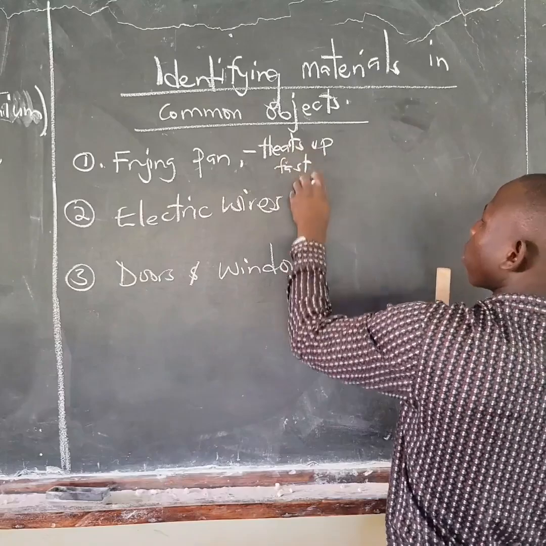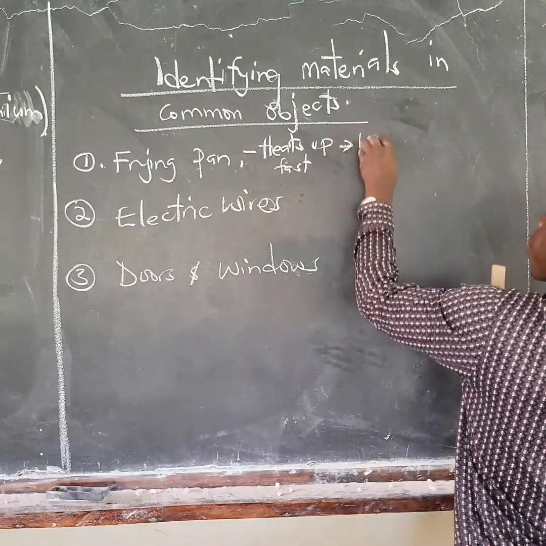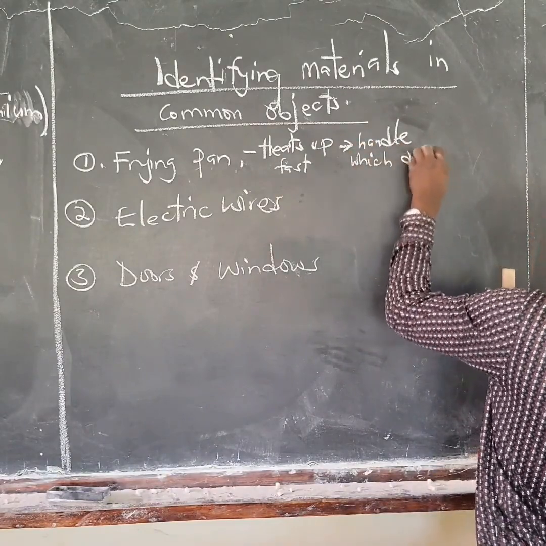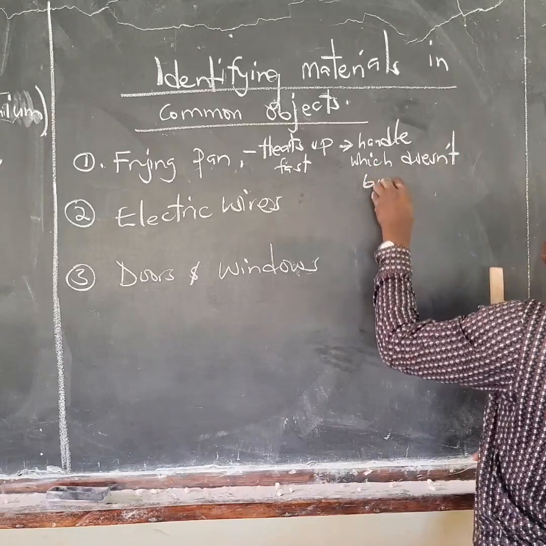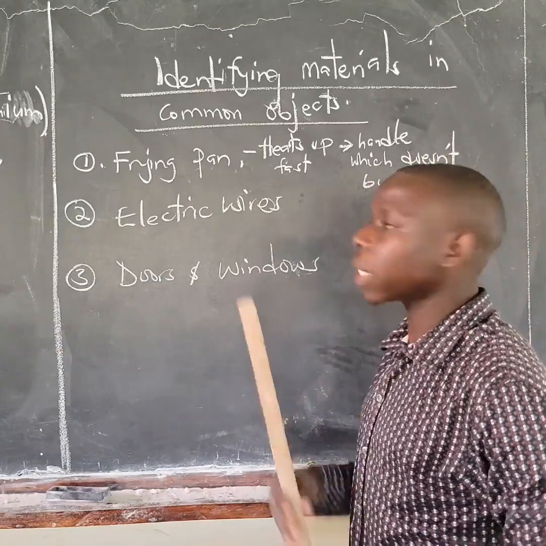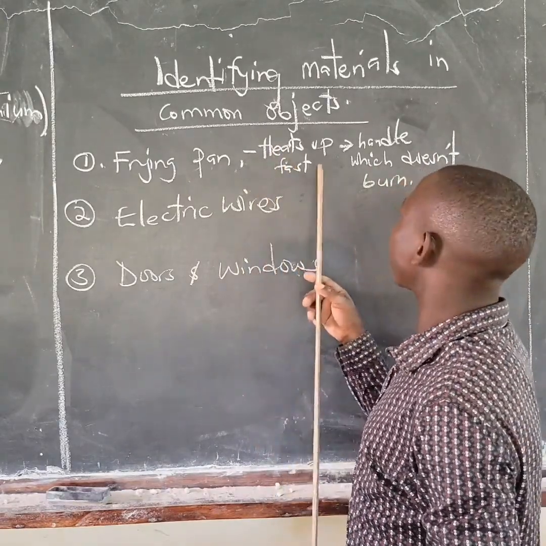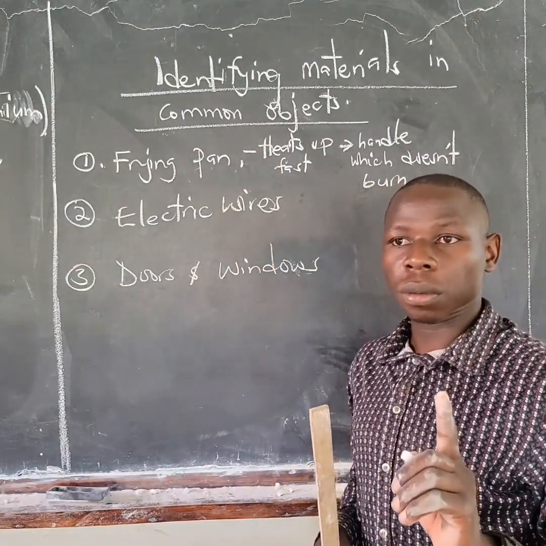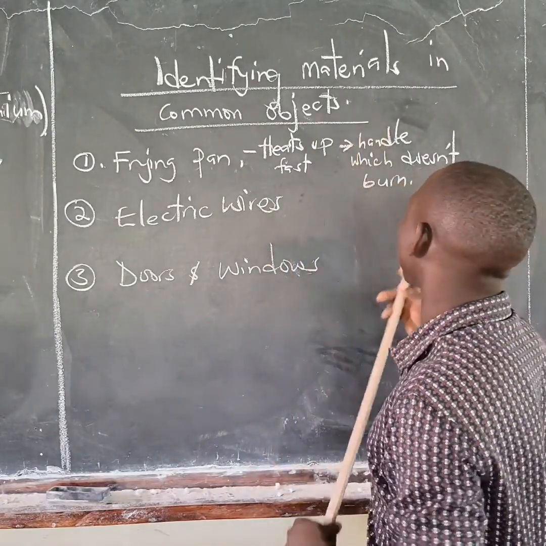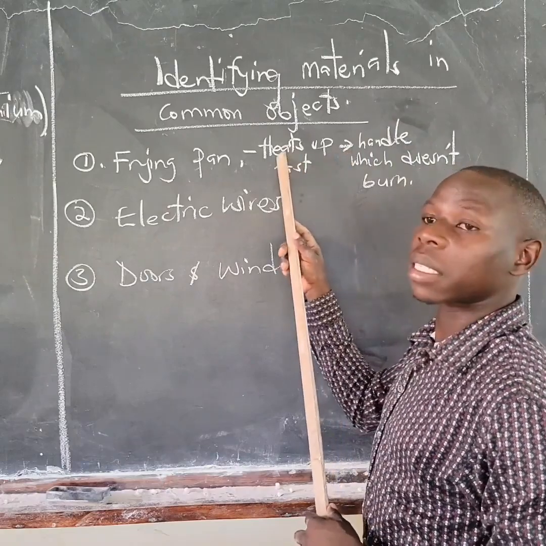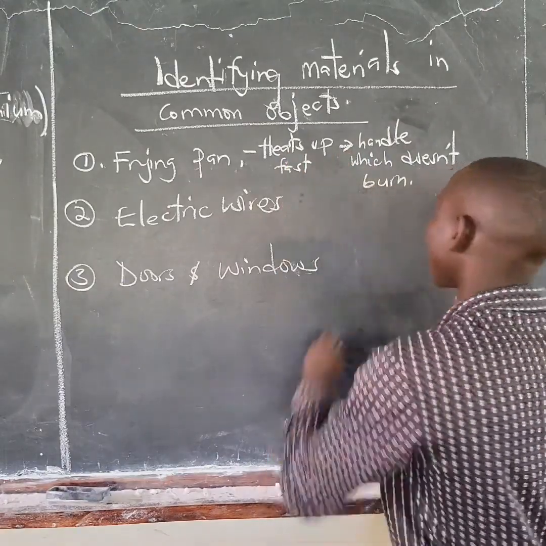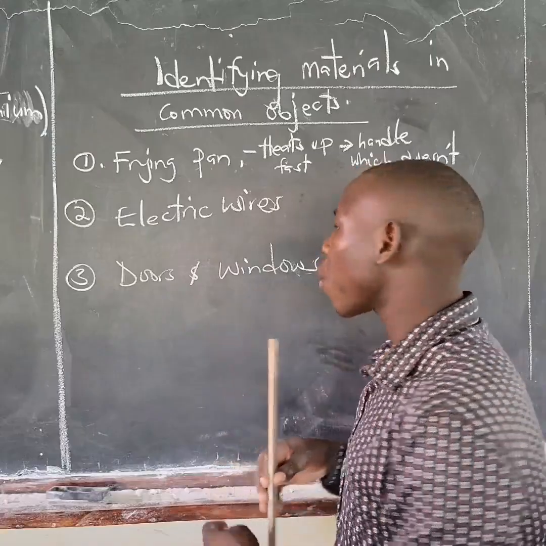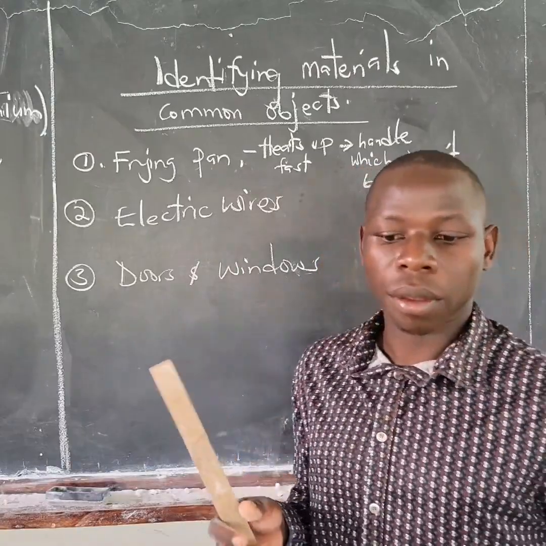fast, but again it must have a handle which doesn't burn. That's a good frying pan. So we need something which conducts heat, and now they will go for a metal. And we need another material on it which does not conduct heat, so it does not burn us. We can either use plastic or wood. So we call it fitness for purpose.